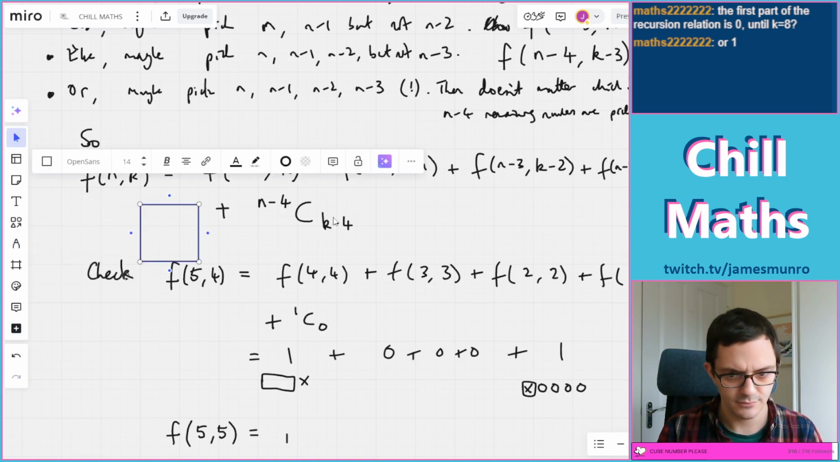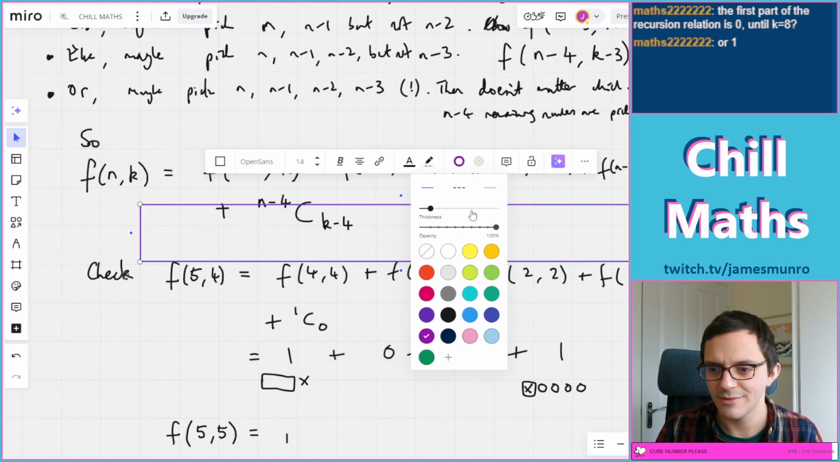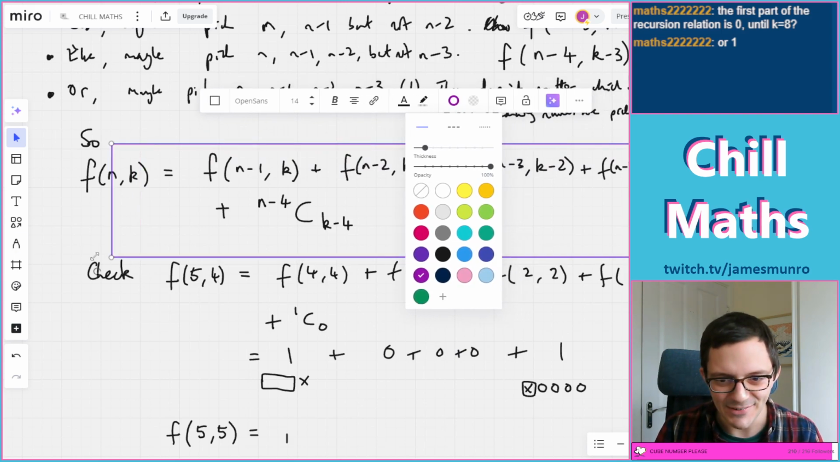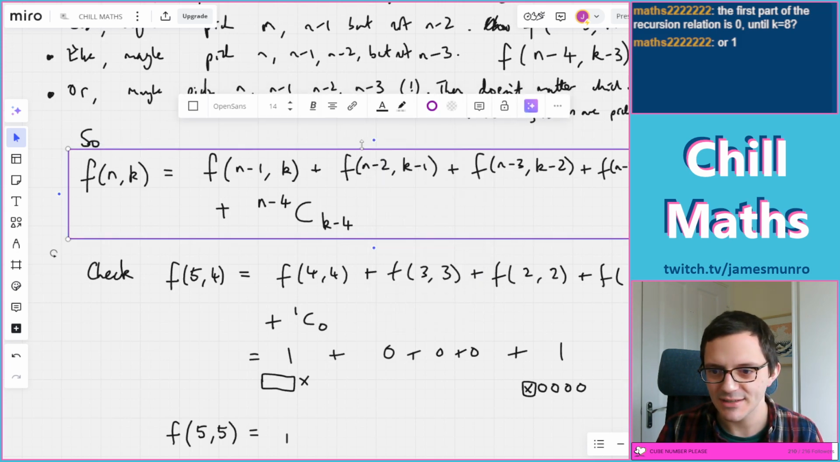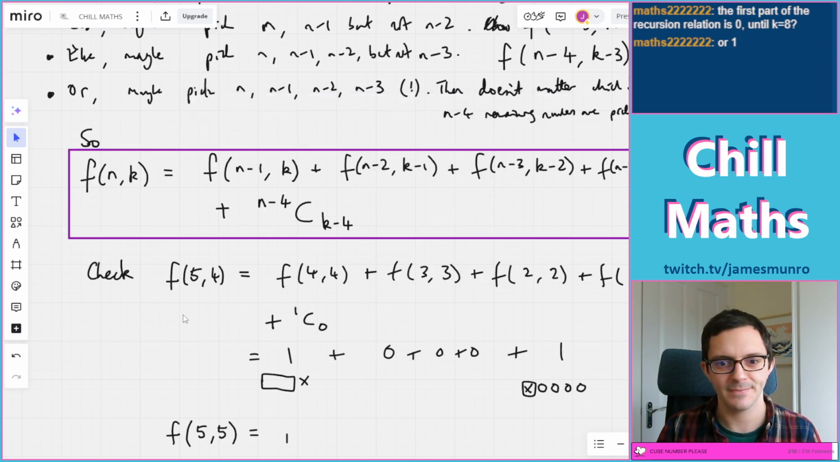Ooh. Fine. I'll do it like this. Chill maths. Also involves working with my whiteboard as best as I can. There we go. Purple box. Thicker box. Nice. Subtle.